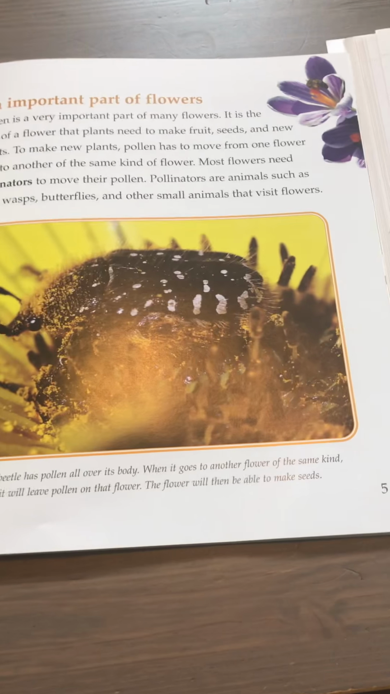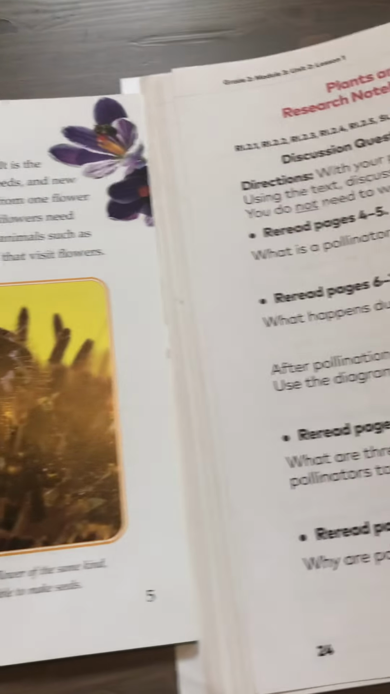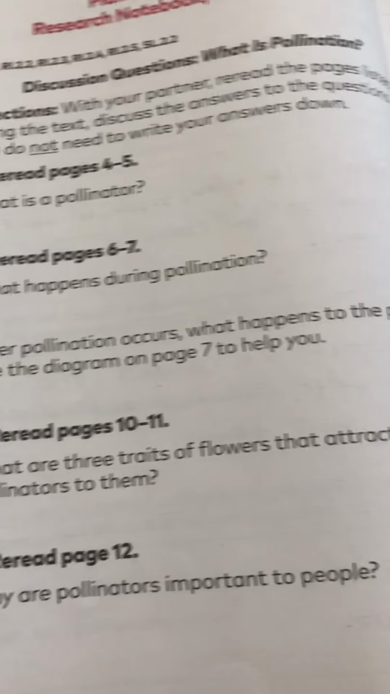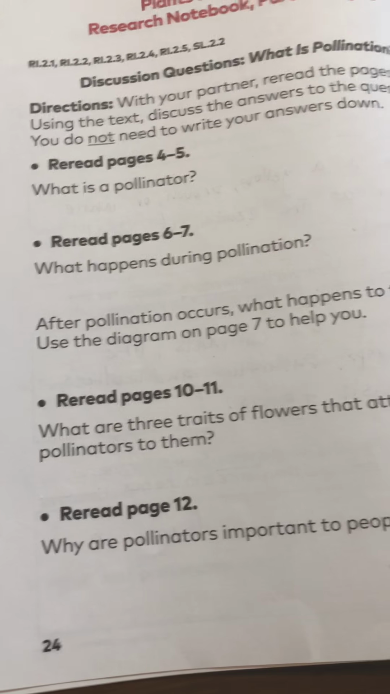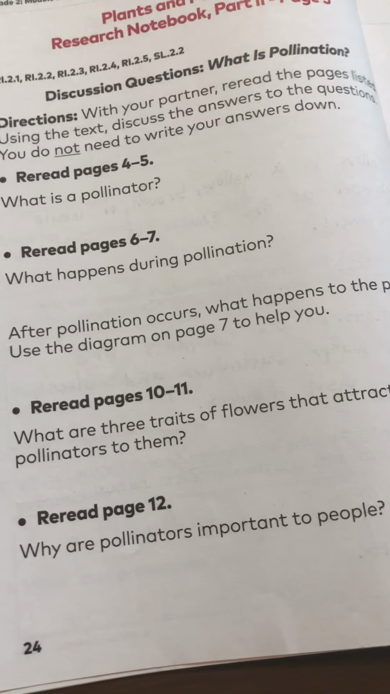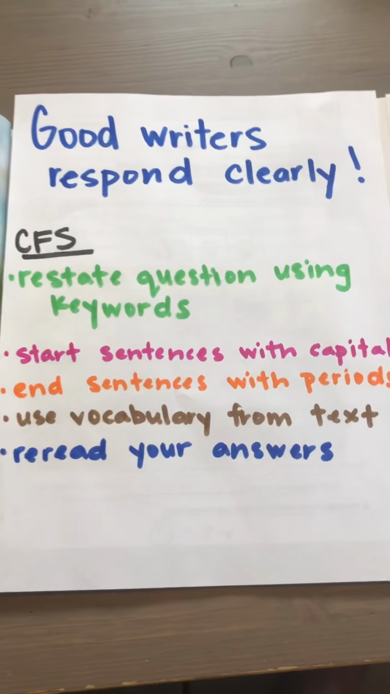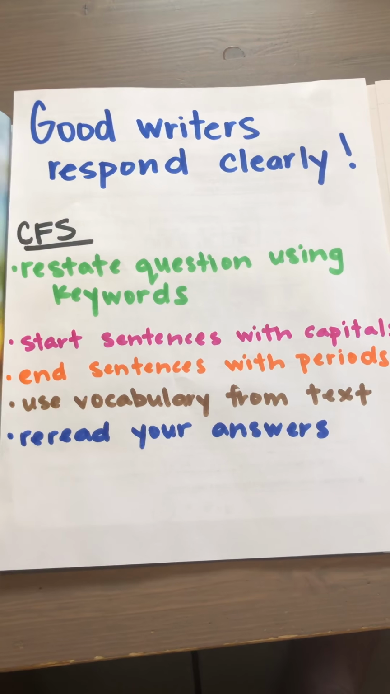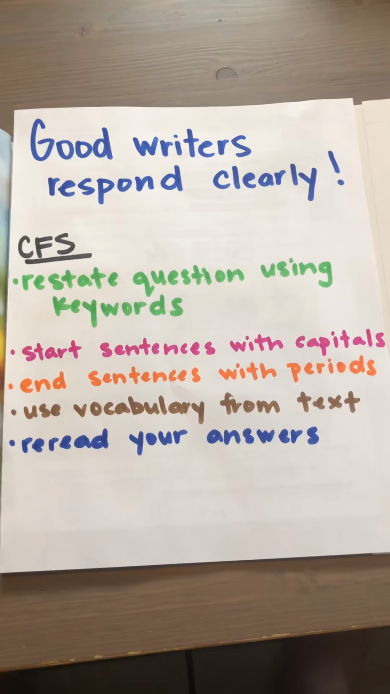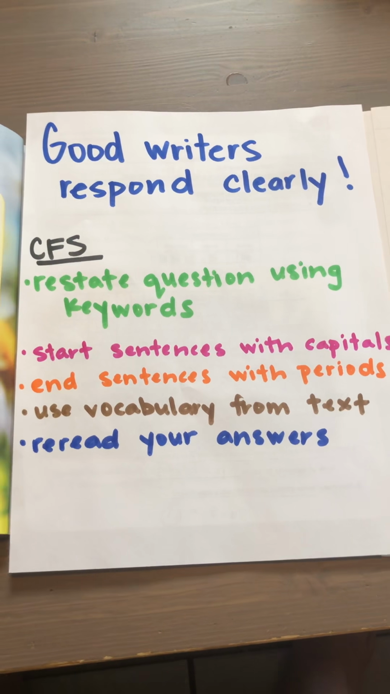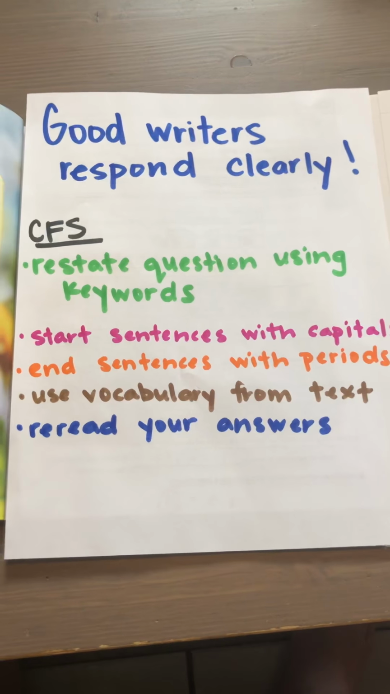So, before we move on with our reading, we're going to go into our workbook today and practice answering some questions to show our clear understanding. Let's take a look at our CFS. We know that good writers respond clearly to show their deep understanding of what they have read. So let's take a look at our criteria for success.